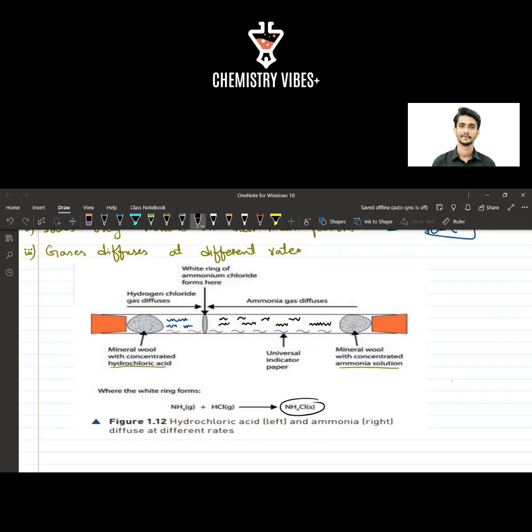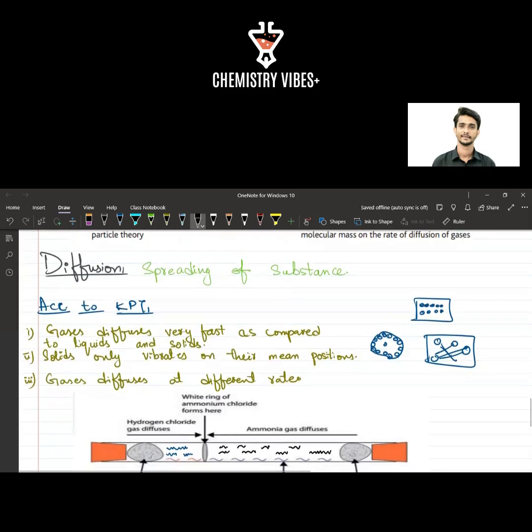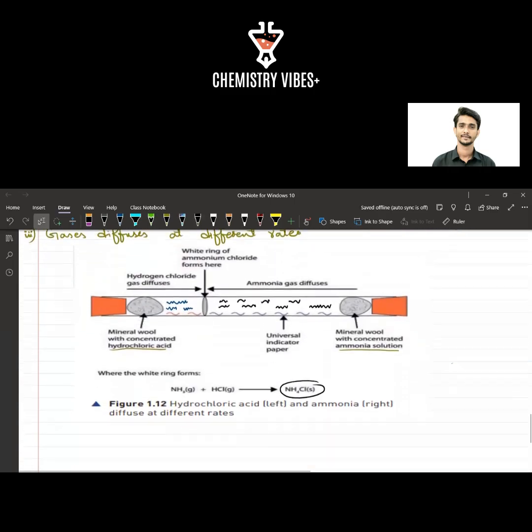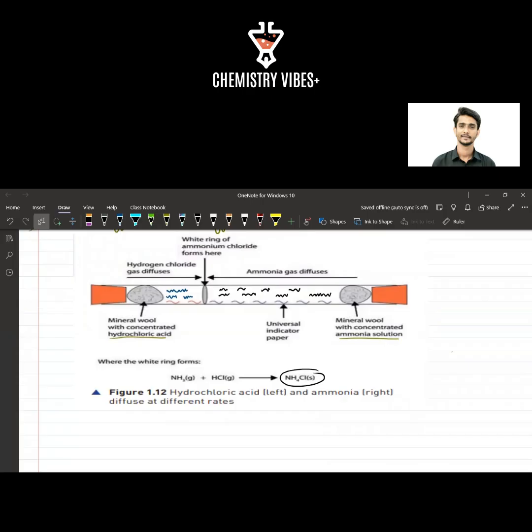But students always ask why we discuss diffusion in gases, not in liquids or solids. Do you have any answer for that? Diffusion mostly occurs in gases because the rate of diffusion of gases is very high as compared to solids and liquids, as we wrote in the first point.